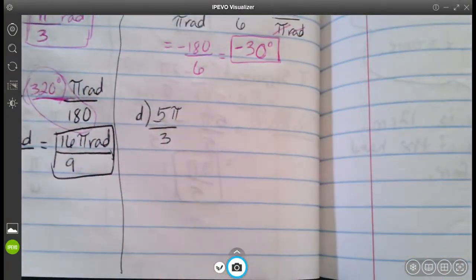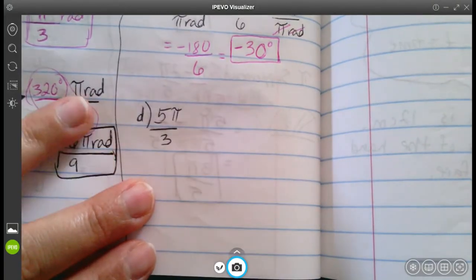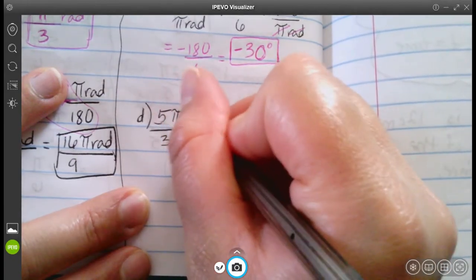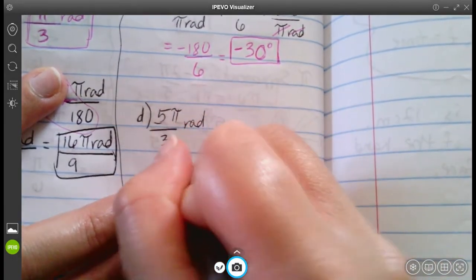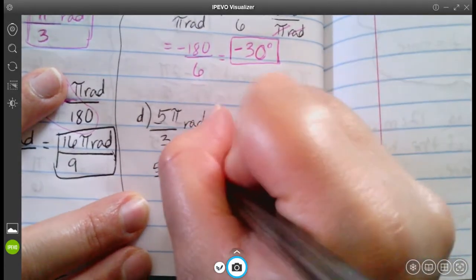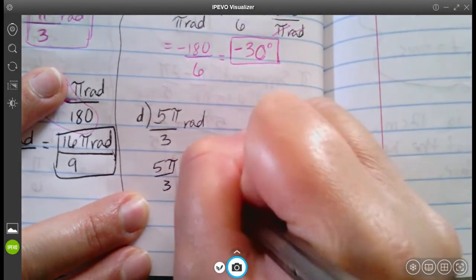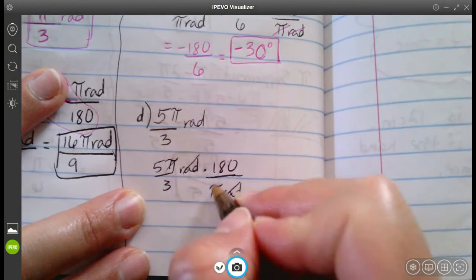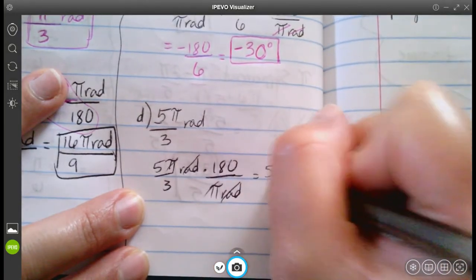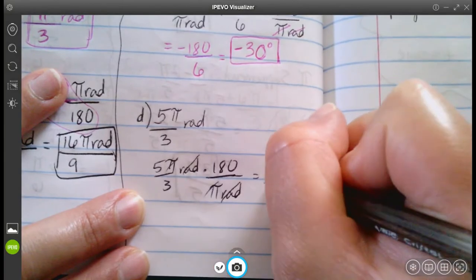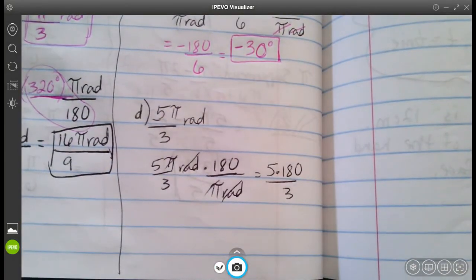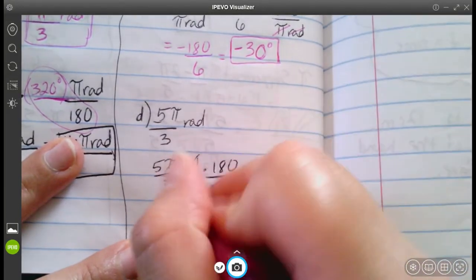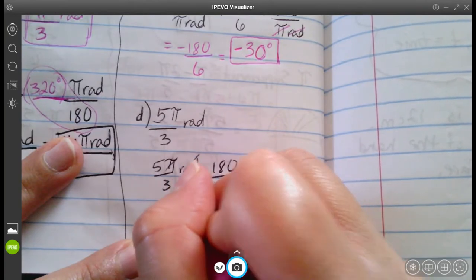Last one, 5 pi thirds. We're trying to go from radians to degrees, so same thing. Remember this is radians. So 5 pi thirds radians times 180 over pi radians. The radians are going to go away, the pi's are going to go away. So I'm left with 5 times 180 over 3. 180 over 3 gives me 60. 5 times 60 is 300 degrees.